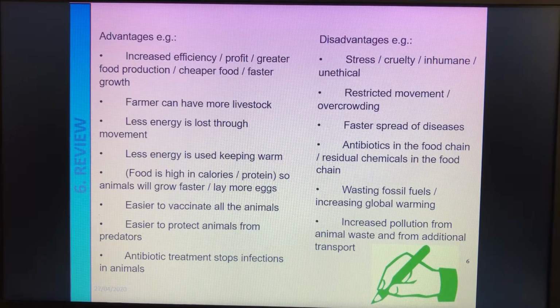Antibiotics in the food chain could be bad. We could get that accumulation. We talked about bioaccumulation in our food chain lesson. We talked about how it can increase and intensify through a food chain.